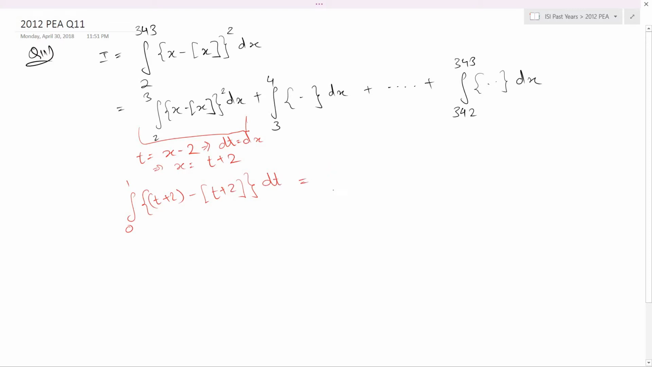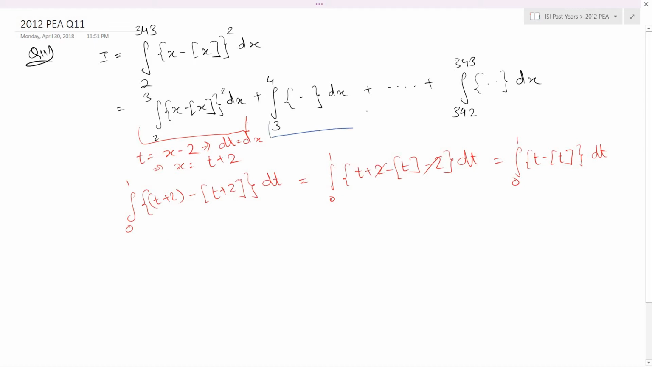So this is the integral from 0 to 1 of t plus 2 minus the greatest integer function of t plus 2. So this 2 is simply thrown out of the greatest integer function, into dt. So the 2 cancels out and this is simply the integral from 0 to 1 of t minus greatest integer function of t, dt.